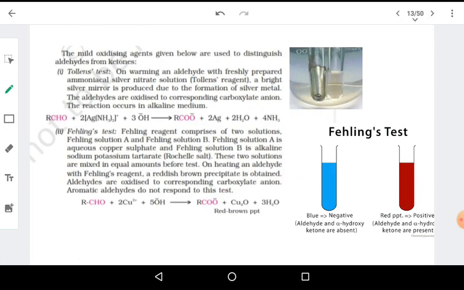Now let us see the different tests. The first one is Tollens' test. It can be used to distinguish between aldehydes and ketones.